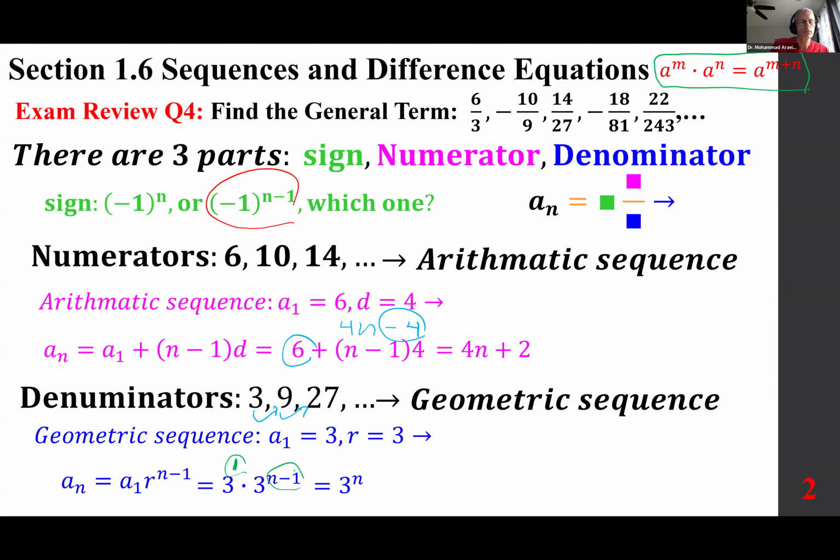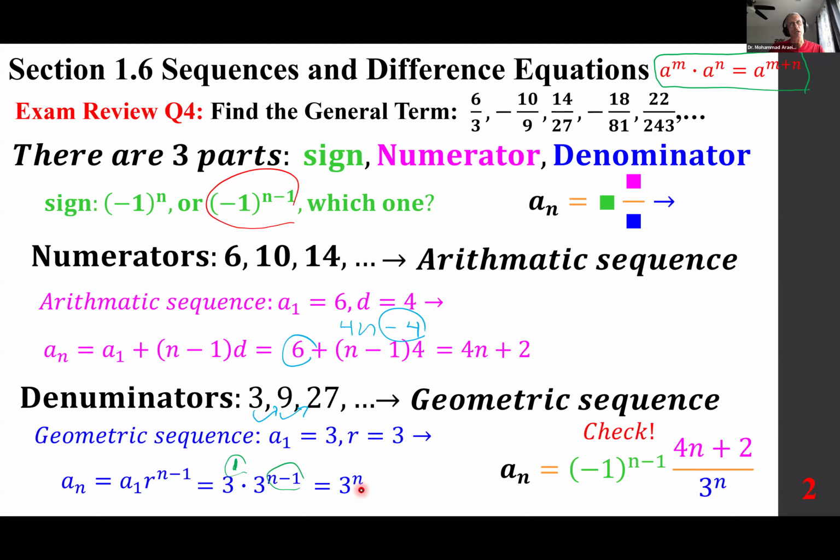And now we are going to follow this, and we say a sub n is this piece, -1 to the power of n minus 1. Then fraction bar, the numerator is this piece, 4n plus 2, and the denominator is 3 to the power of n. Are we done?